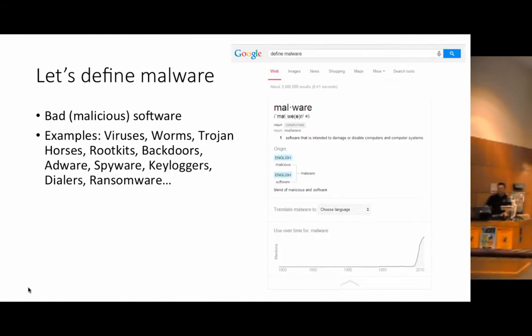Okay, so let's define what is malware. If you just type "define malware" into Google, you get something like this definition. I go by the definition that it's bad, malicious software. That's just an umbrella term for viruses, worms, trojans, spyware, ransomware, all of that. Malware is just this big umbrella term.